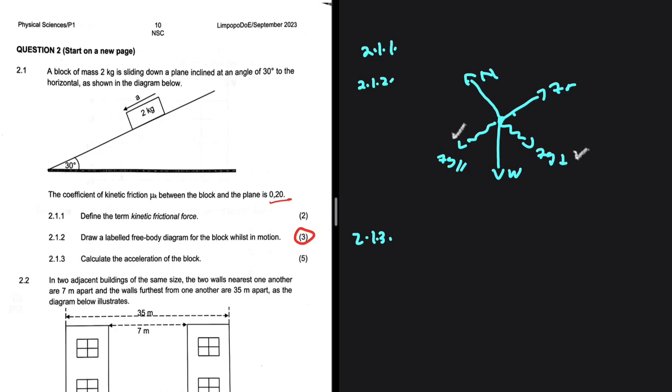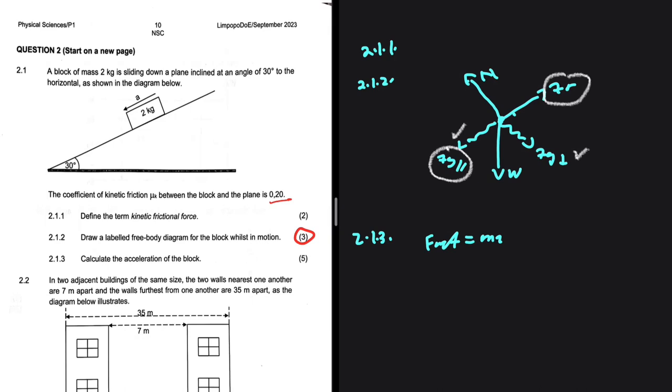Let's do 2.1.3. Calculate the acceleration of the block. Right, before we start analyzing our problem, F net is equal to MA. These are just standard things. Now we can go ahead and analyze our problem. We have FG parallel and we have the frictional force. Those are the 2 forces we are interested in. Why am I saying so? Our object is moving parallel to the incline. So we are only interested in the forces that are parallel to the incline.